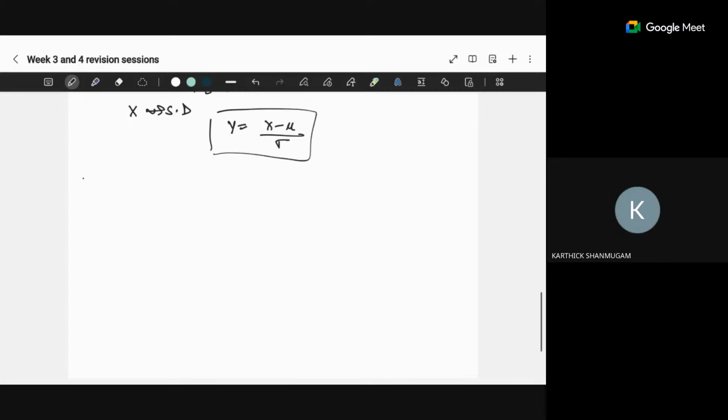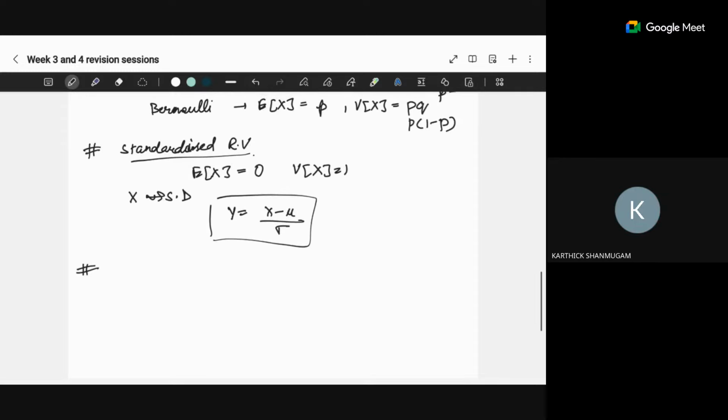Could you explain the use case of this conversion? What kind of problems do we deal with by standardizing the random variable? If we are dealing with the normal distribution, it is really difficult to solve any problem directly. So we convert into a standard variable, and for a standard variable we have a standard table as well. That is why it makes it easy to solve questions.